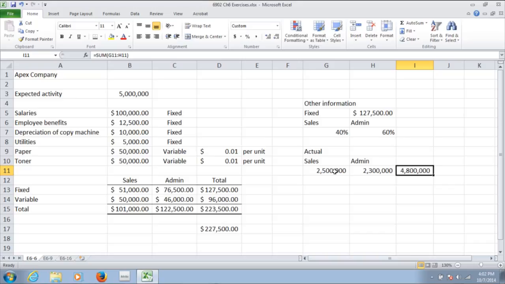Well, as you see, we have in total 4,800,000 instead of the 5 million level of activity. So because of that, we did not incur the variable costs for paper and toner. The opposite would be true if we had higher volume, over 5 million. But notice the fixed costs are not going to be any different. The fixed costs add up to the 127,500 regardless, because those costs will not change based on the level of activity.